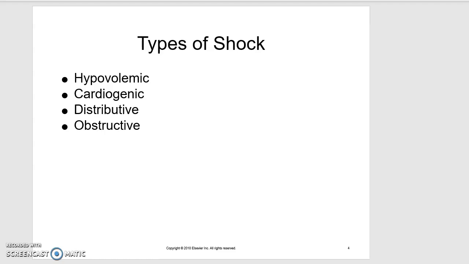So the types of shock that we're going to talk about: hypovolemic, cardiogenic, distributive, and obstructive. If you look at table 37.1 on page 752, it describes the different types and then gives examples or causes for each different type of shock. More than one type of shock can be present at the same time.